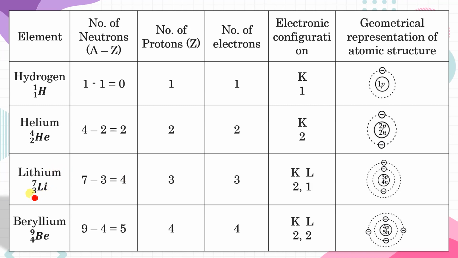Similarly, lithium has atomic number 3, which means protons will be 3 and electrons will be 3. In the electronic configuration, the K shell can have a maximum of 2, so the third electron has to go in the L shell. To find the number of neutrons, you subtract subscript from superscript. Drawing this, the nucleus has 3 protons and 4 neutrons, and 3 electrons revolve: 2 in the K shell and 1 in the L shell. Clear? Similarly, we can do beryllium.